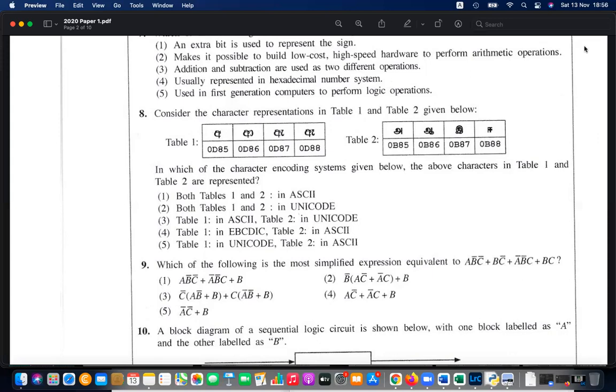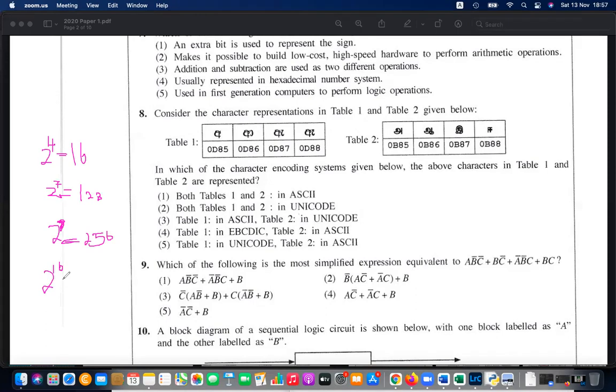So how many characters can you represent? If it is like BCD, BCD has 4 bits, so you can represent 2 to the power 4, only 16. The next one is ASCII, which has 7 digits, 2 to the power 7, it is 128. Extended ASCII and EBCDIC 8 bits mean altogether it can represent 256 symbols. And Unicode 16 bit is 2 to the power 16. How much is 2 to the power 16?